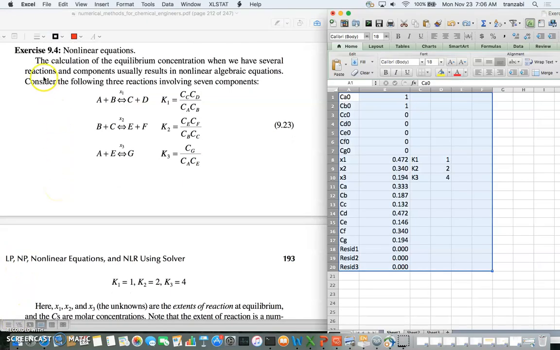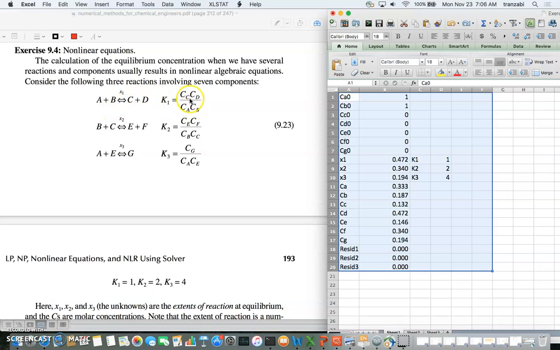All right, in exercise 9.4, which is basically a nonlinear set of equations, we're going to look at three reactions. So A plus B goes to C plus D, B plus C goes to E plus F, and A plus E goes to G. We have the reaction rate constants, K1 through K3.